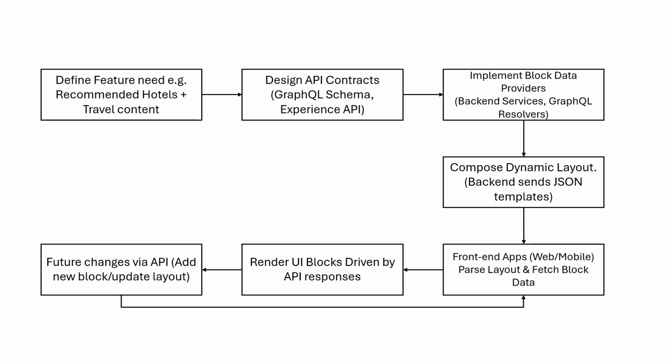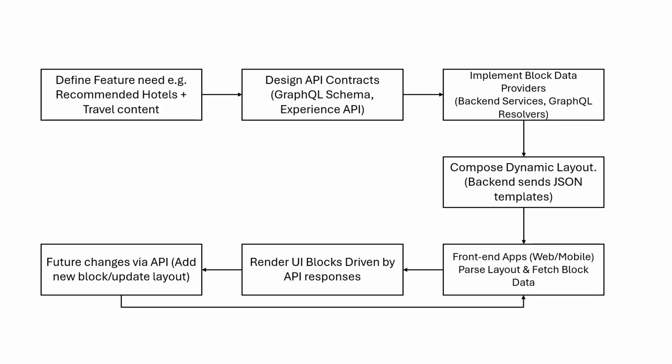They will design a GraphQL schema, or for example an experience API for the experience module, and then that is implemented from the back. This API contract will be agreed by both the backend and the front end teams. The front end team will build the layout, and the backend team will implement the block data providers, which are the backend services serving the API responses. They build it using GraphQL resolvers.